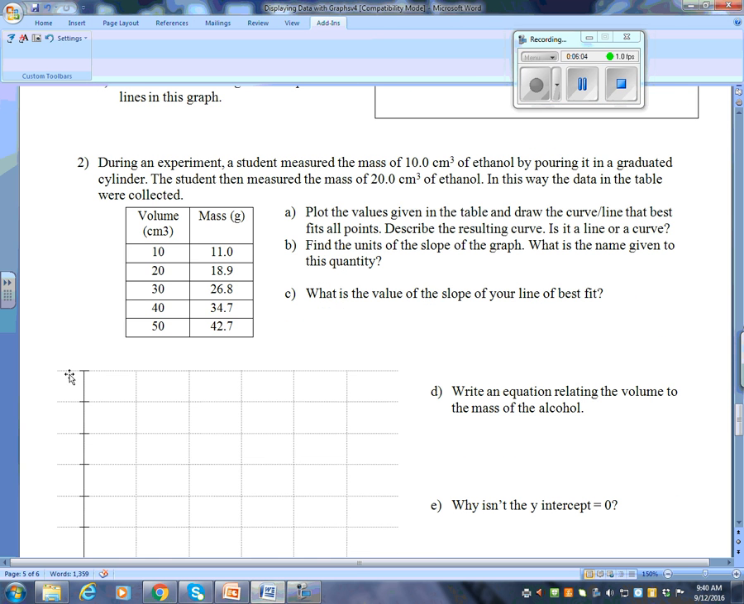Please try number 2. Question number 2, almost identical. Listen, because I'm going to give you a hint. Question 2 is almost identical. The only difference is you have to make the graph. Go.